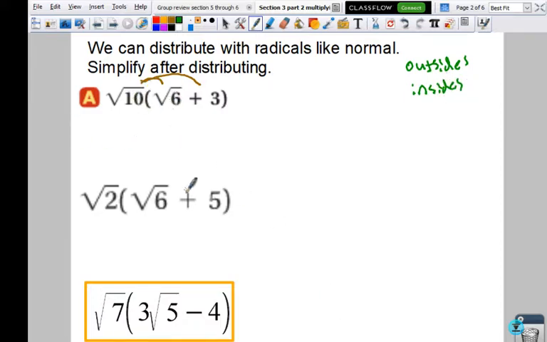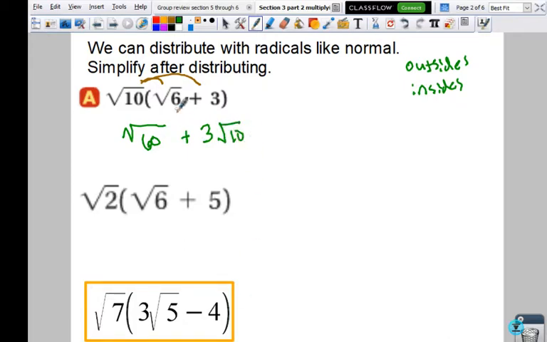We're going to go square root 10 times square root 6. Are there any outsides? Nope. So they don't matter. We're just going to multiply the insides: what's 10 times 6? 60. So square root 60 plus, when I do the next one, square root 10 times 3. I have one outside and one inside, right? So I'm just going to put them together. Outside, inside. I'm done.